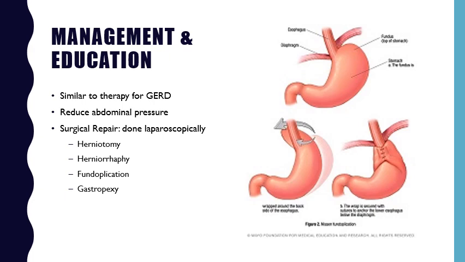A fundoplication is a very popular one. It's a portion of the stomach being wrapped around the lower esophagus and helps to anchor and reinforce that lower esophageal sphincter. So you can see this picture here, it kind of makes a little pocket and just helps strengthen that. And then we can do a gastropexy and attach the stomach below the diaphragm to prevent reherniation. I don't know how common that one is. I'm most familiar with the herniotomy or a fundoplication in this instance.